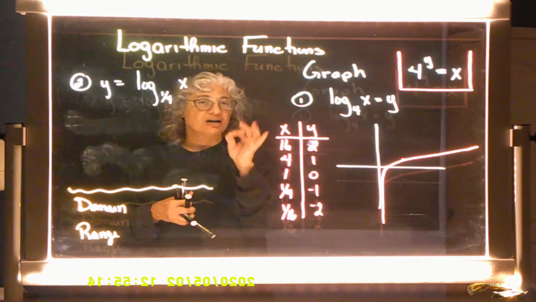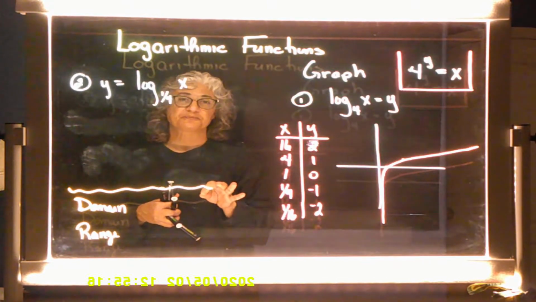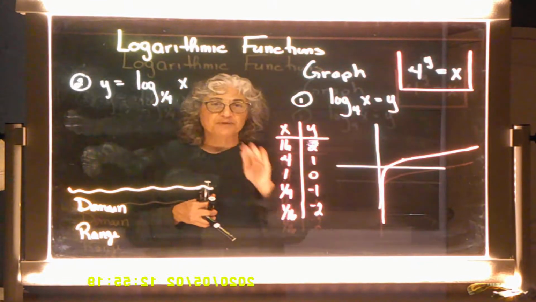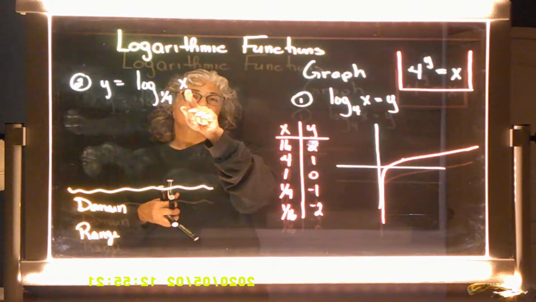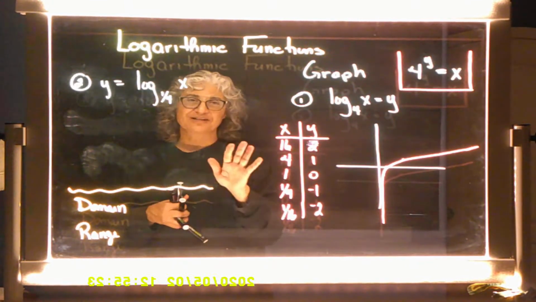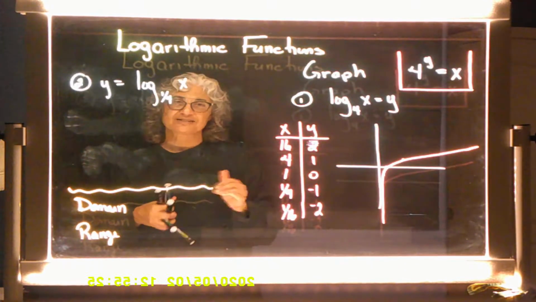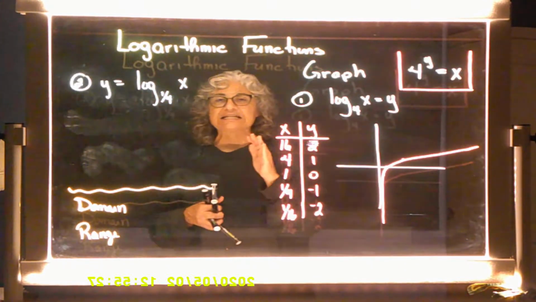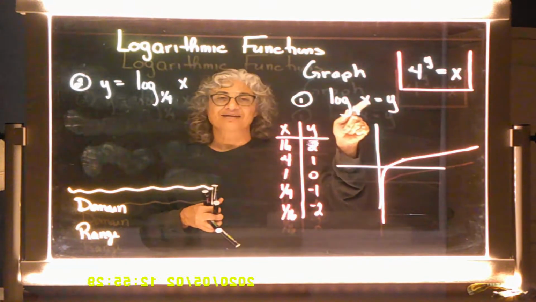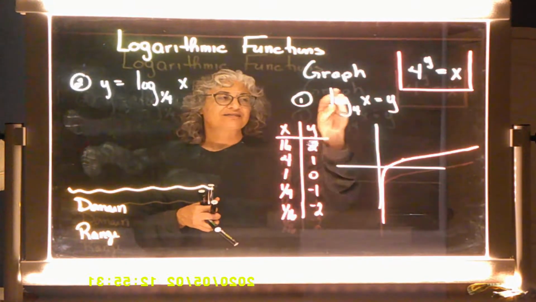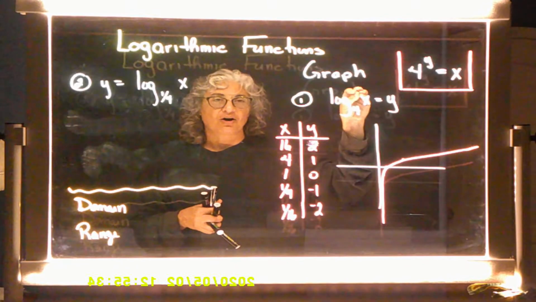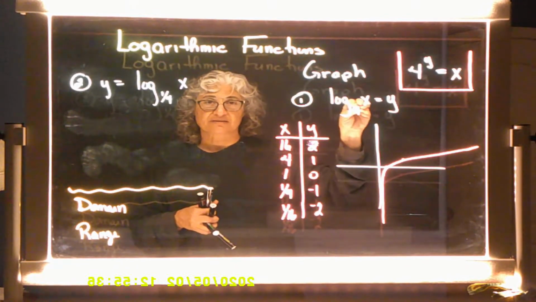Write this down. Of does not mean multiplication here. X is a number, that's true, but log is not a number. It's an operation. So you can't say this is log times x. That's not it. This is the operation that you're doing to the x.